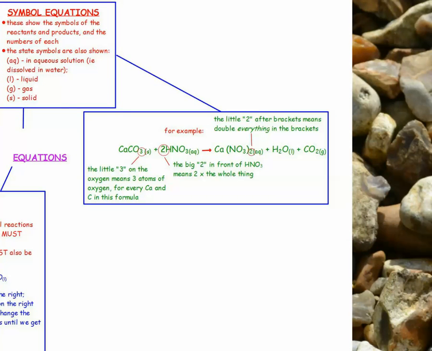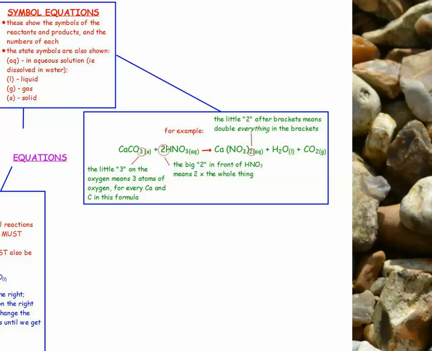So let's have a look at an example. We've got calcium carbonate, CaCO3. Now that little 3 only refers to the oxygen. So when you see a little number coming after a symbol, it is tagged on to the symbol immediately before it. So the 3 oxygens to every 1 calcium and 1 carbon.